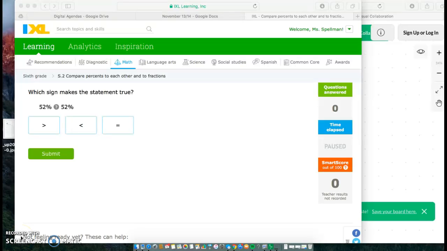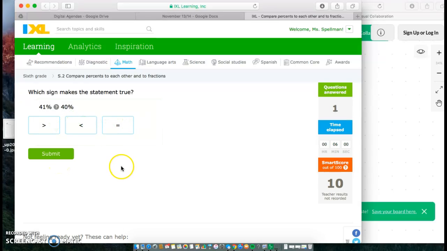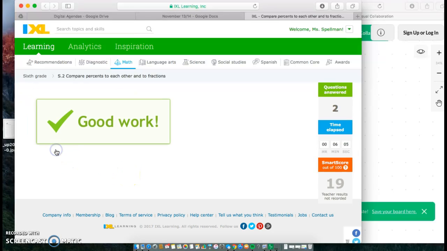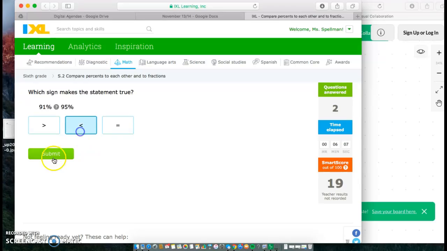Okay, I know some people have found this one kind of tricky, comparing percents to each other and to fractions. So I'm going to show you how I would go about it because I think this is the easiest way to do it. So 52% compared to 52% is pretty straightforward. Those two are the exact same, so they're equal. 41% compared to 40%. 41% is, of course, greater than 40%. I'm just going to go through these quickly.